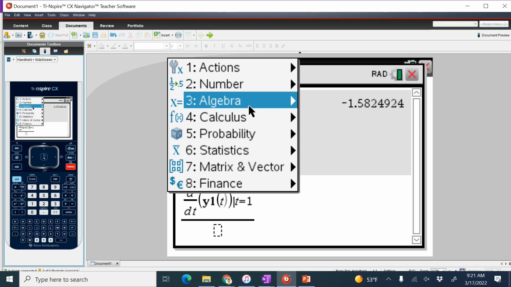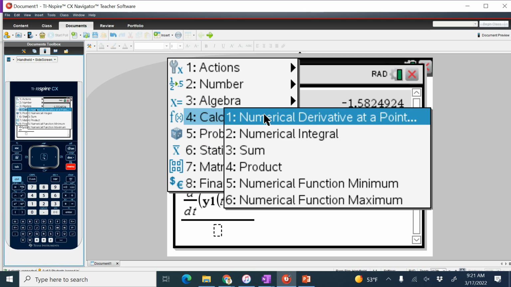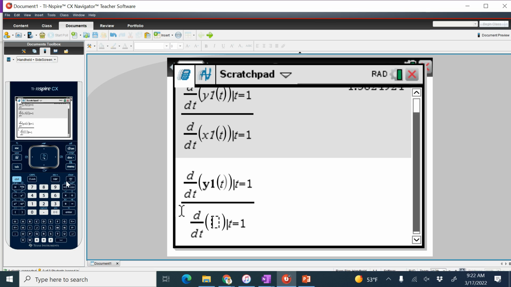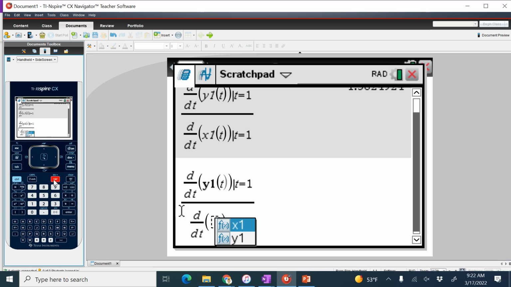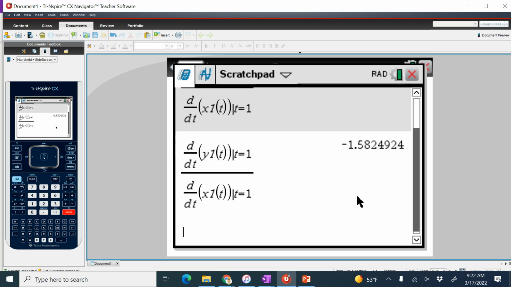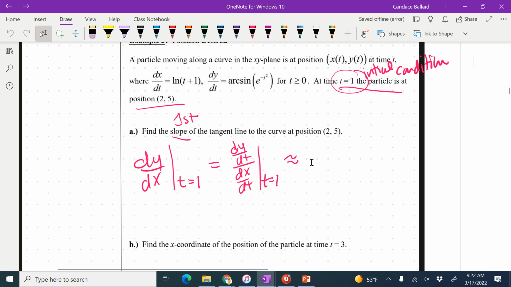And then menu, calculus again, numerical derivative at a point. Switch it to t, value 1. Click OK. And then var x1 of t. And then you can hit enter. I'm going to give you a minute because I know that even though we did the same calculation yesterday, it doesn't hurt to do it again because you got to get that muscle memory of what buttons you have to push in the calculator to do this. And yet again, we get negative 1.582. So we're going to go with that number. So that's the number I'm going to use in my notes.